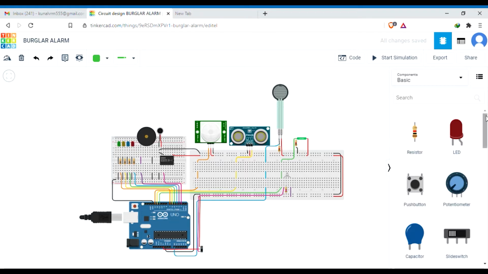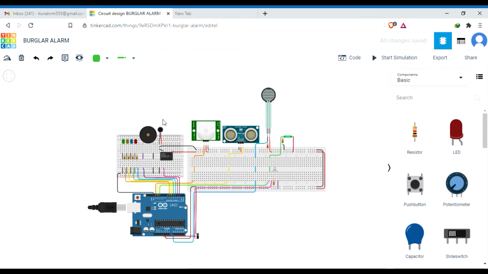Hello, my name is Kunal Verma and I am here to demonstrate the burglar alarm that I have created on TinkerCAD. This alarm can be deployed in a car or at your home entrance.